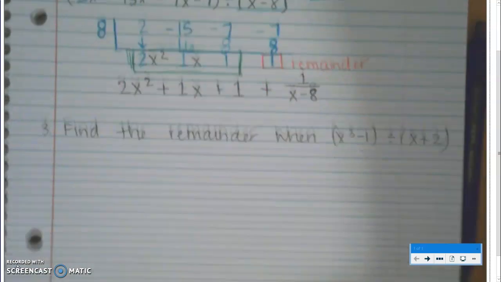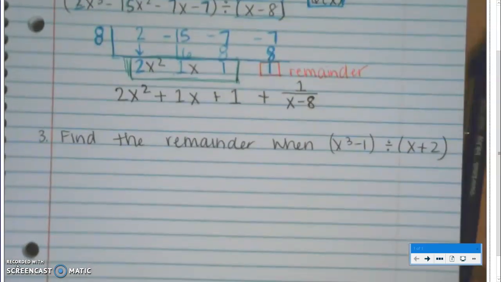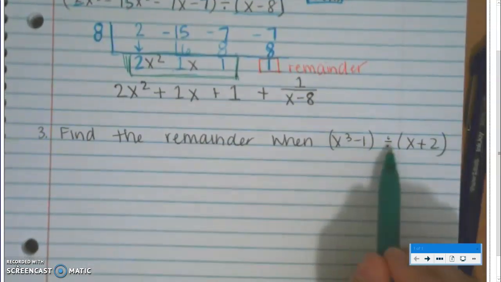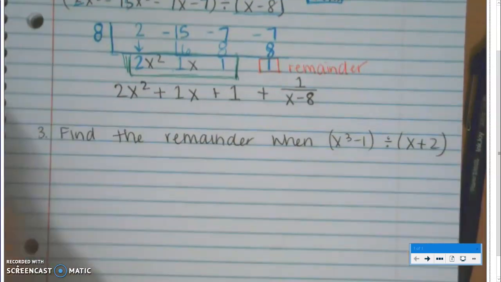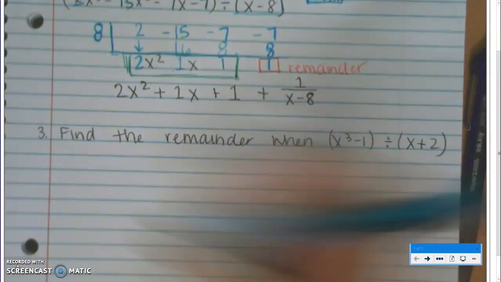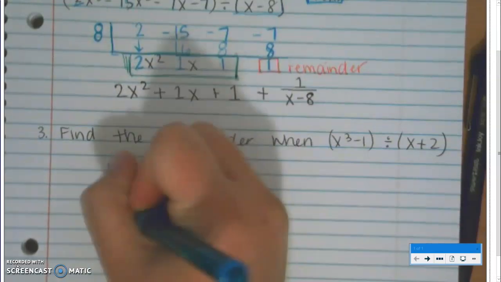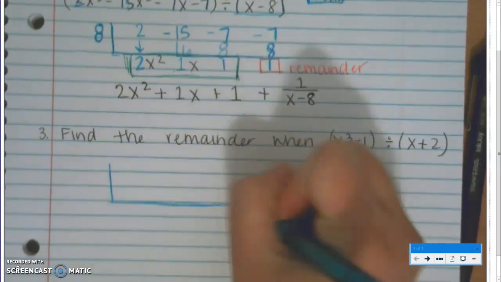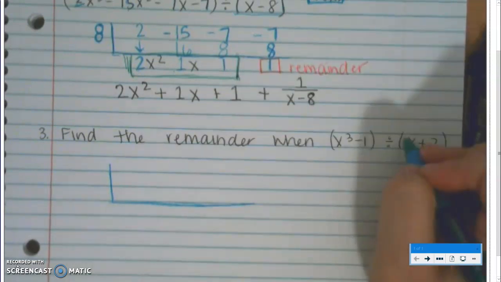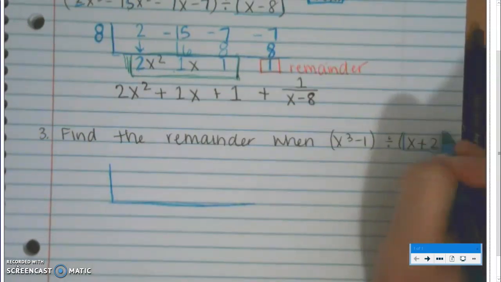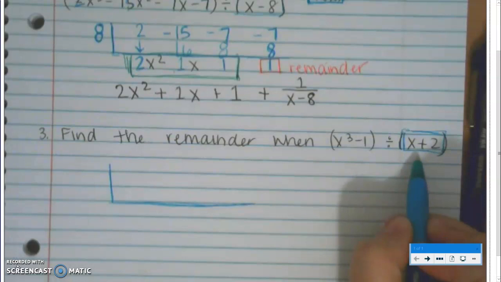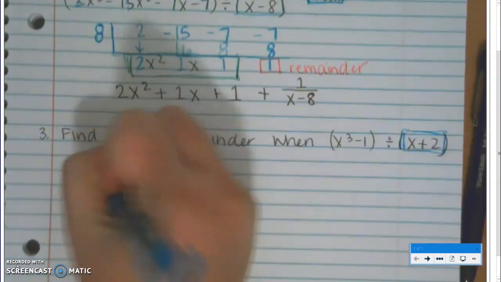All right, so this one wants us to find the remainder when you divide x cubed minus 1 by x plus 2. So again, I'm going to set up my synthetic division, because synthetic division can help us divide, it can help us find another factor, and it can also help us find the remainder. Since this is what I'm dividing by, the thing that makes that 0 would be negative 2. So that's what goes out here.